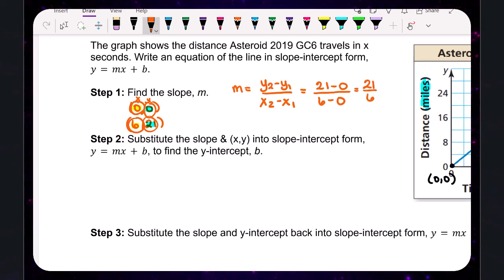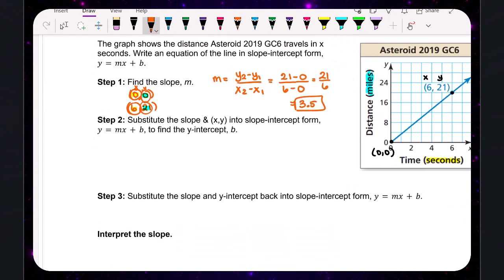Go ahead and simplify that. Use your calculator to divide. That is 3.5. Now this is the slope. It's really, really important. We're going to interpret that in a minute.